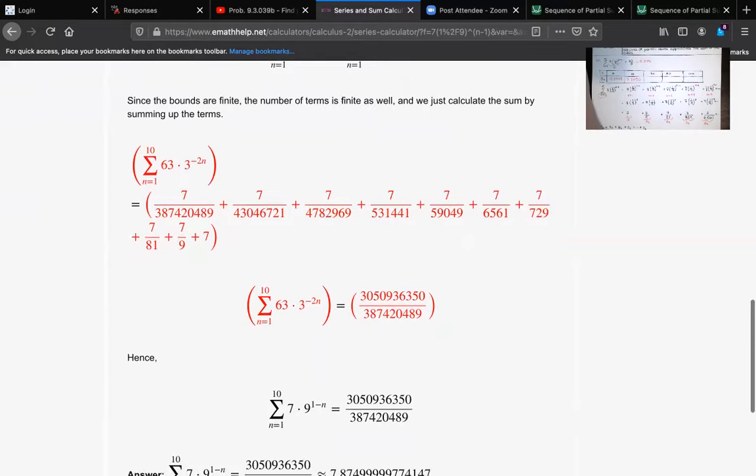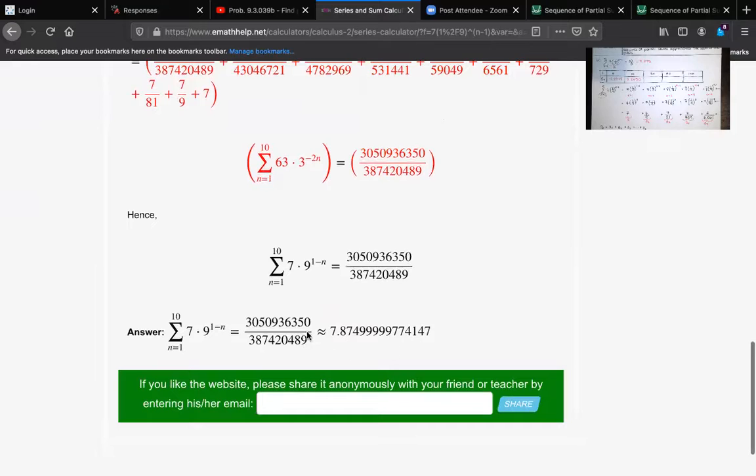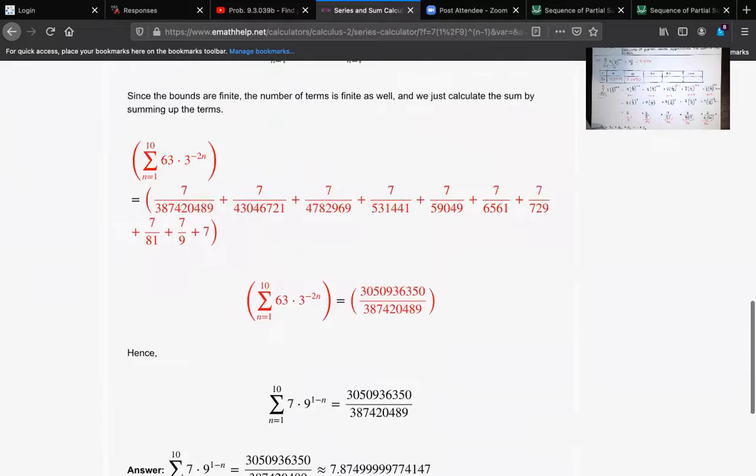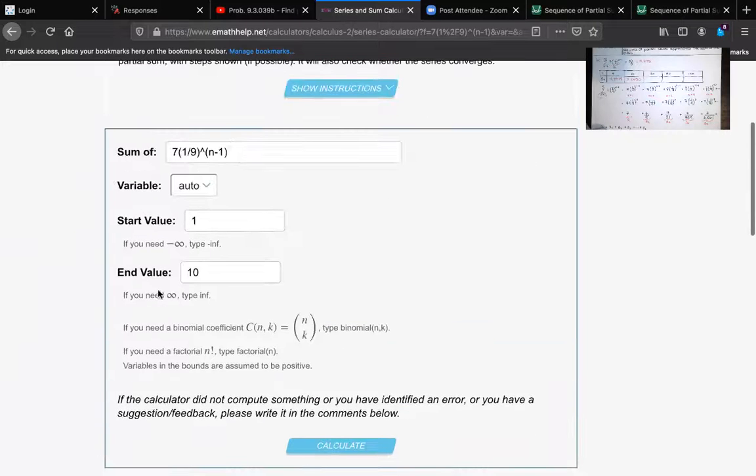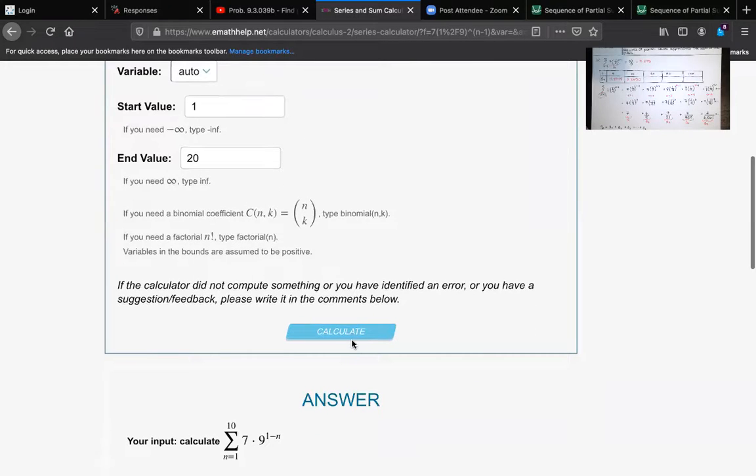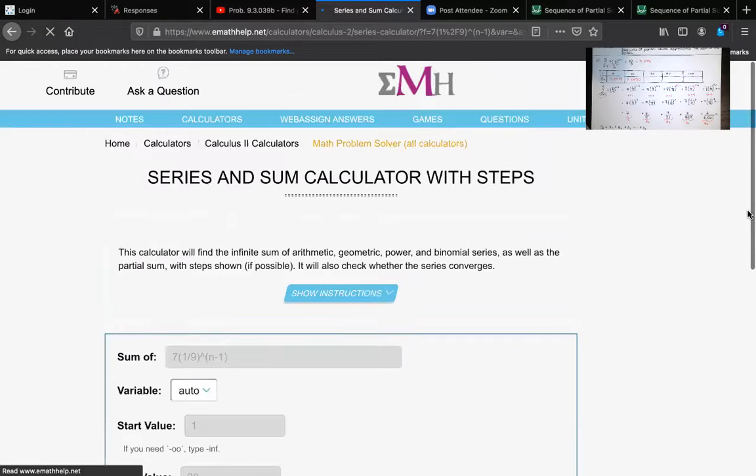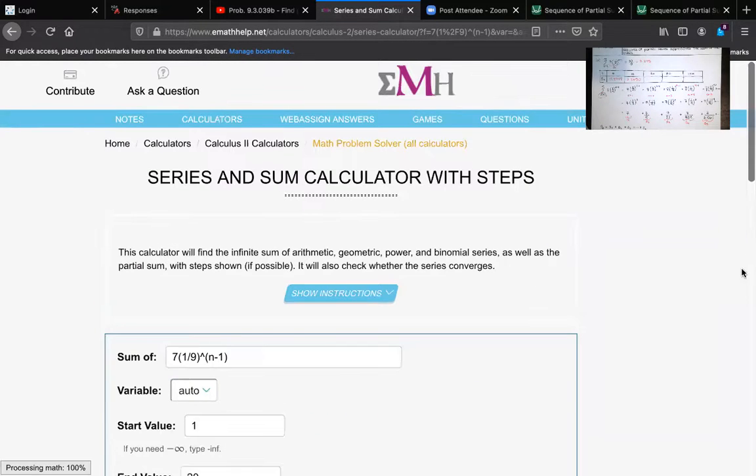Now, the 10th partial sum is not actually the exact answer, but after going up to n equals 10, when we're rounding out to 4 decimal places, we actually get the exact answer after rounding. So I bet we're going to get the same exact answer after rounding for n equals 20, because it's just going to get closer and closer to that value. The partial sums are, excuse me.